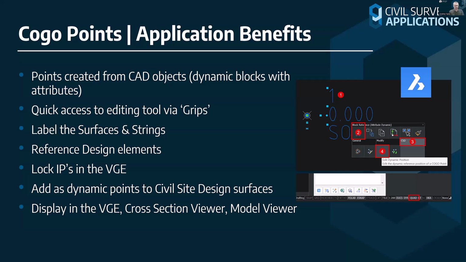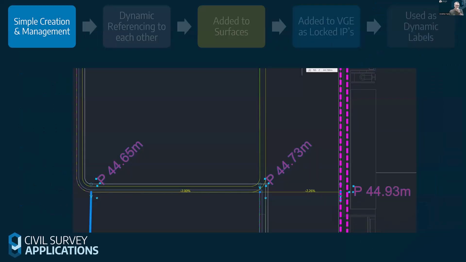Lastly, and I don't know how much we'll touch on this, we'll display some objects, the Cogos in the VGE, which you can do. Cross-section viewer probably won't do that today. It's not very exciting on the cross-section front, this job, and model viewer, which you're going to see almost straight off the bat. So this is an example of what we're going to be creating today. Simple creation, actually very, very simple management, just within the drawing and through what we call the point group.